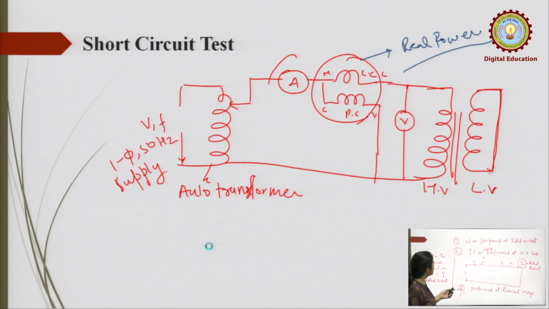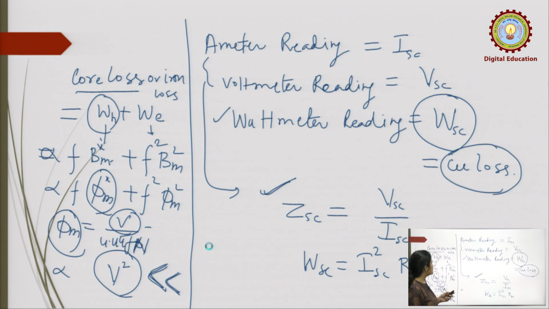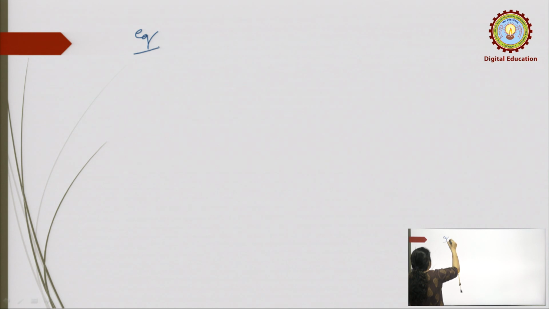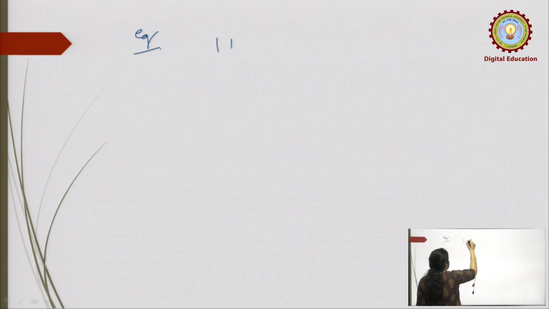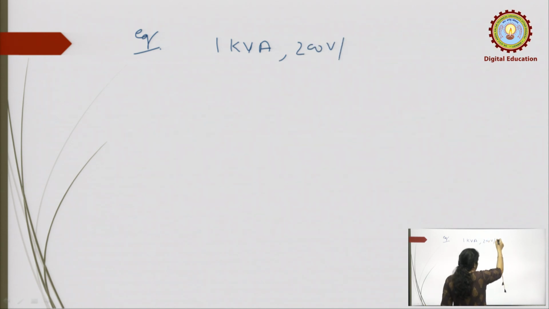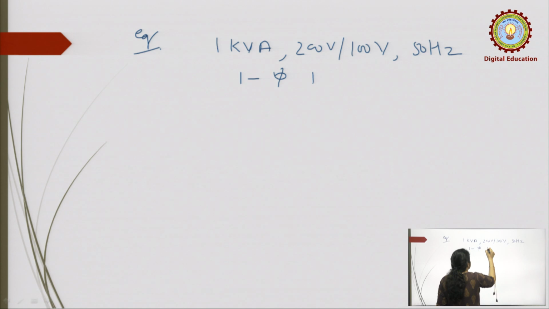Now, in this content, one topic is choosing the side to carry out the open circuit test and short circuit test. So, why is the open circuit test always performed at the low voltage side? Now, just take one example. Suppose a 1 kVA, 200 volt by 100 volt, 50 hertz single phase transformer is there.